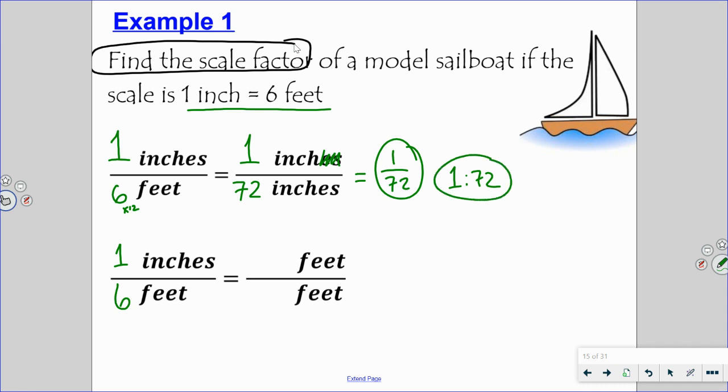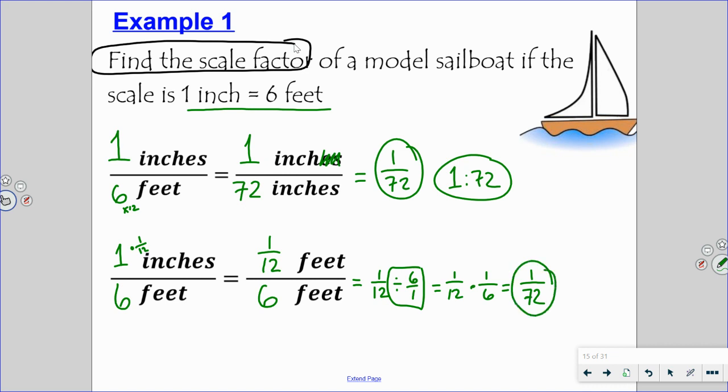All right, now let's take a look at the bottom. 6 feet does not have to change, but how do we change inches to feet? Well, each of those inches is the 12th of a foot. So 1 inch is equivalent to 1/12 of a foot. Now what I'm going to do is rewrite this old school. I'm going to write 6 wholes, and I'm going to say, wait a second, how do I divide by 6 wholes? It's going to be the same as multiplying by 1/6, and we get the same answer.